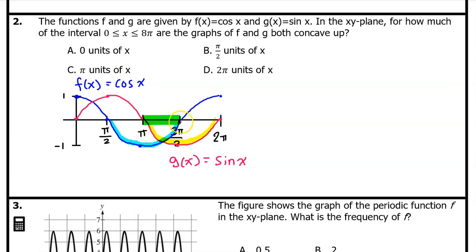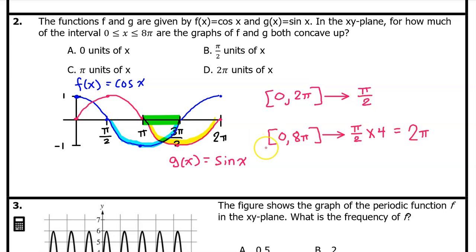That's 1/4 of the period, which is pi over 2 radians. On the interval from 0 to 2 pi, both functions are concave up for pi over 2 radians. So on the interval from 0 to 8 pi, both functions would be concave up for 2 pi radians. So the answer is D.